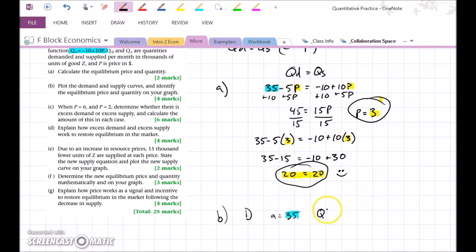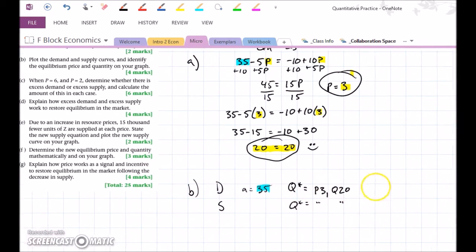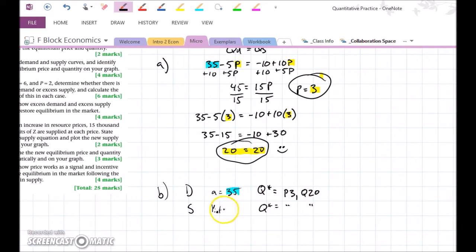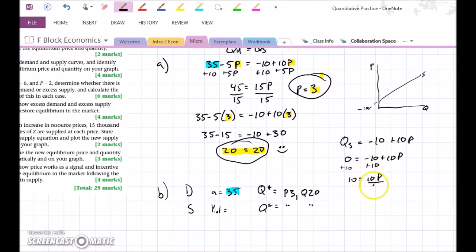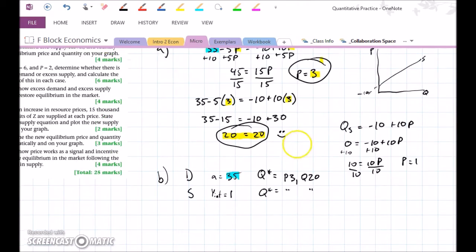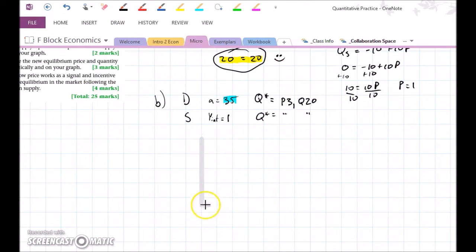Now I'm just going to graph the two lines. Remember, for demand, I need 2 points, so I'm going to use the A variable and equilibrium. For supply, I'm going to use the y-intercept and equilibrium. Remember, the y-intercept is where quantity is 0. What's the price? That's why I substituted 0 and then solved for P, 1.